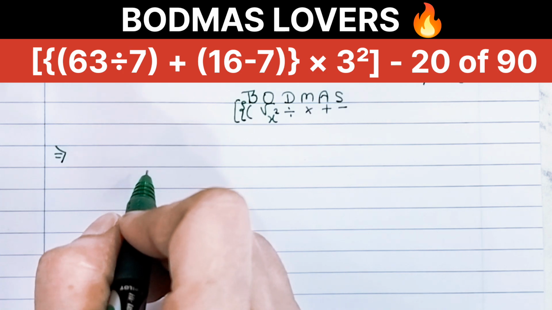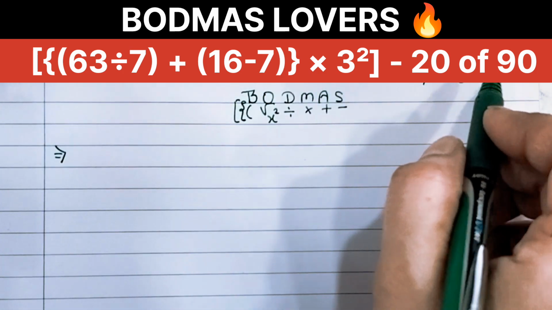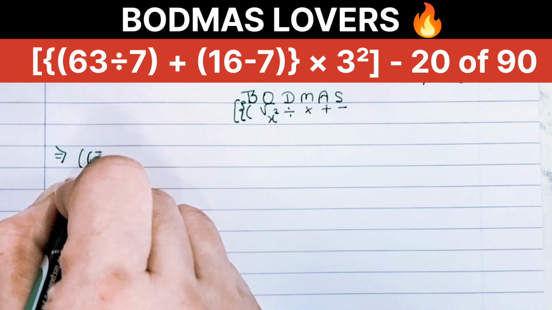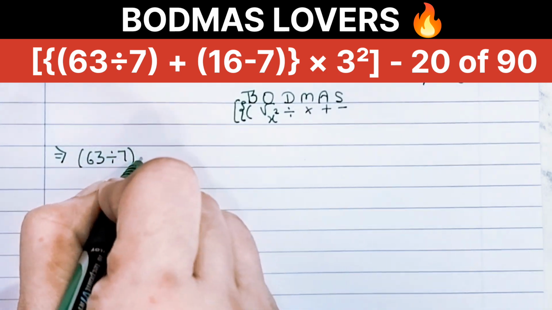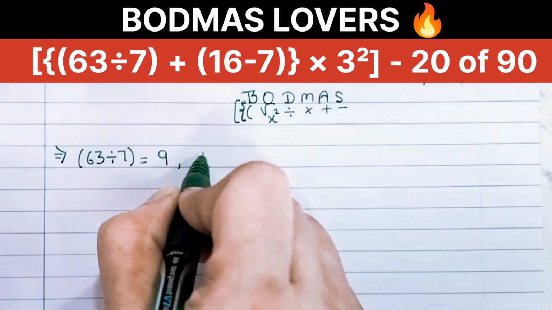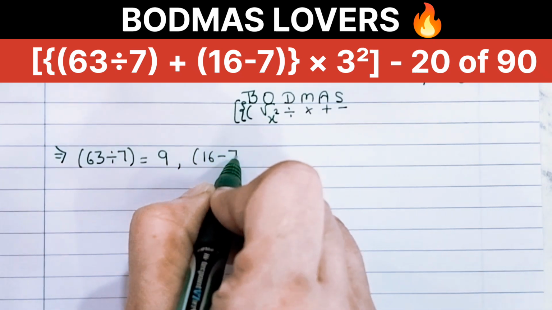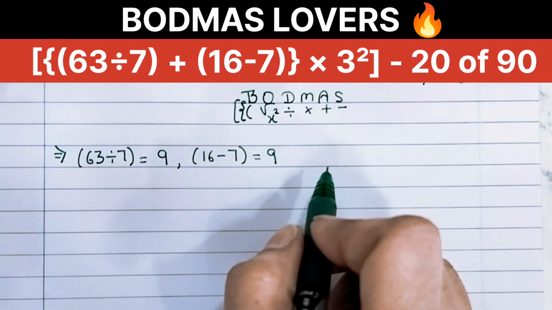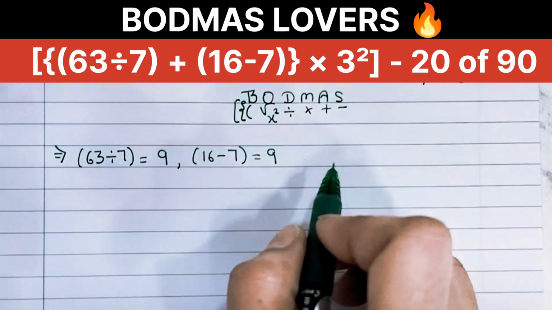First step, we solve the innermost parentheses. According to this expression, we have small brackets here. So first we solve 63 divided by 7 and we get 9. And the second small bracket is 16 minus 7, which gives 9. According to this step, BODMAS requires solving the innermost brackets first.